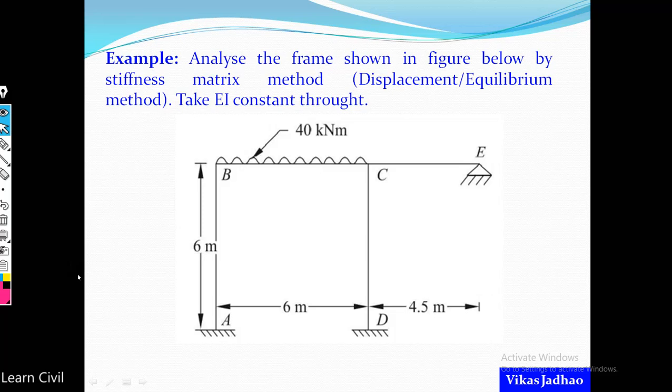The problem statement is: analyze the frame shown in the figure below by stiffness matrix method, or displacement method, or equilibrium method. Take EI constant throughout. You can see here one frame is given, A, B, C, D, E, and this frame is subjected to a uniformly distributed load of 40 kN per meter over the span BC, which has a total span of 6 meter. The column height for every column of this particular frame is 6 meter. Span CE is 4.5 meter.